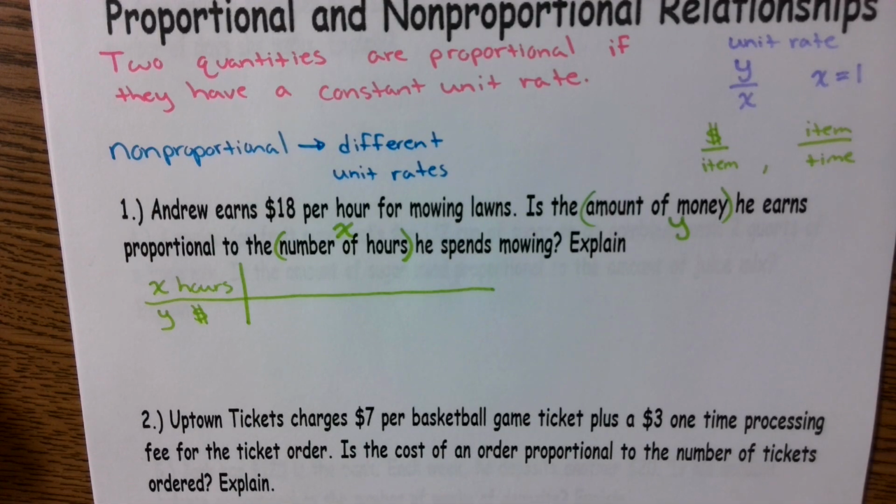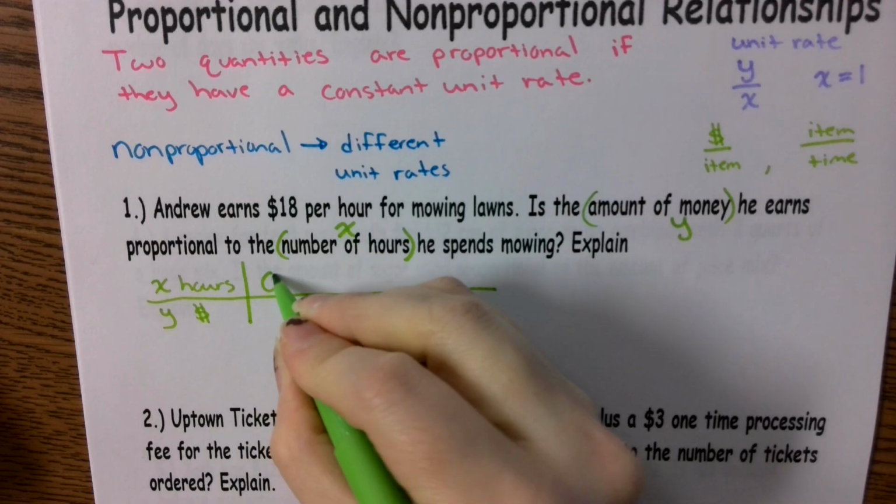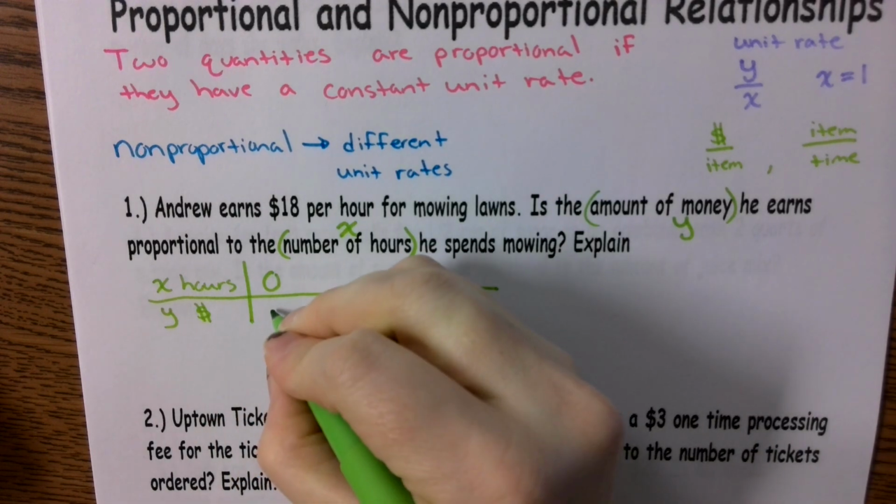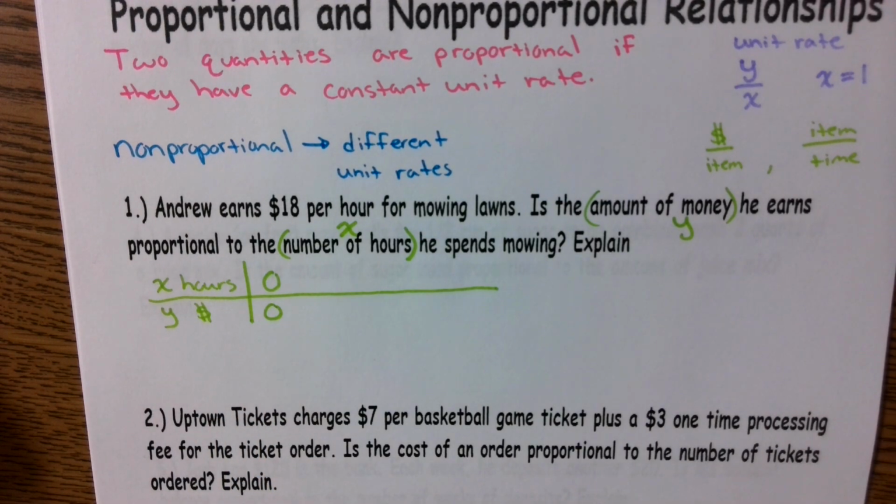Okay, we're going to start with the smallest amount of hours, 0. If Andrew works for 0 hours, then how much money is he going to earn? 0. He's going to earn $0. If he does not work at all, he's going to earn no money.